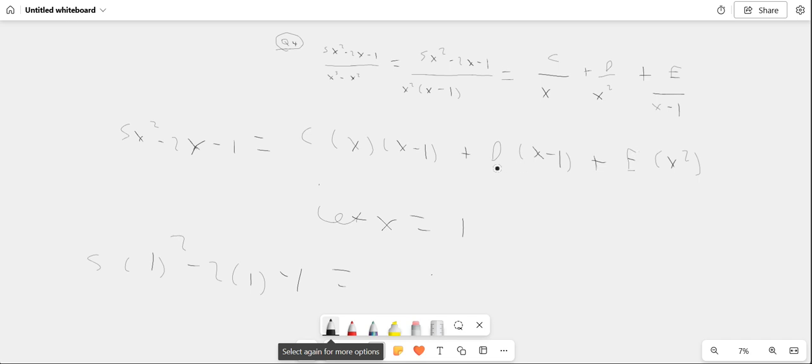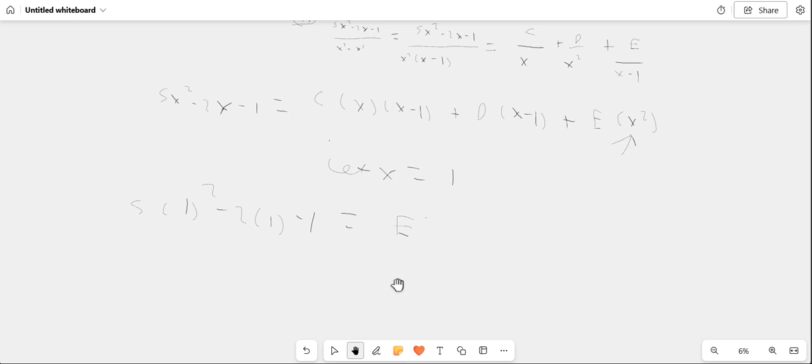So search for the term that doesn't have the x minus 1 bracket. That's this one here. 1 squared is 1, so that's just 1 times e, which is e. So e is equal to everything on the left hand side. Simplify the left hand side, and it simplifies to 2. So 2 is equal to e.